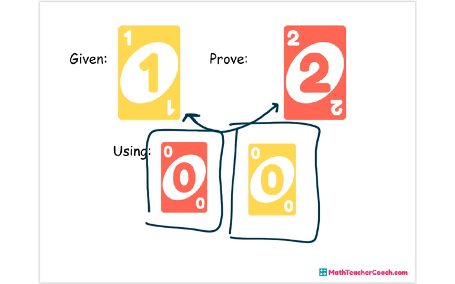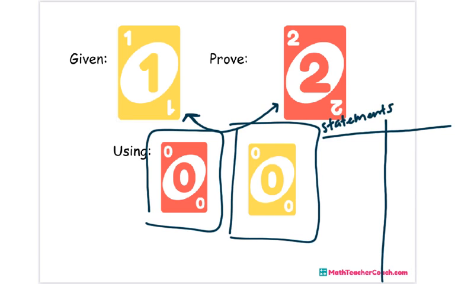So we're going to set up a T-chart. I'm just going to do it on the same page here, so if I run out of room, just ignore that. So we have the statements on the left, and the statements in this case are our cards. So these are the cards that we're using. So on the right side is going to be our reasons. So why did we play that card?